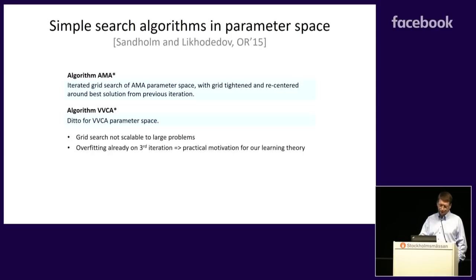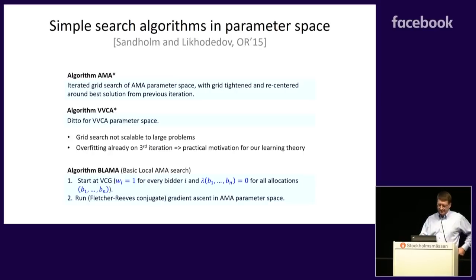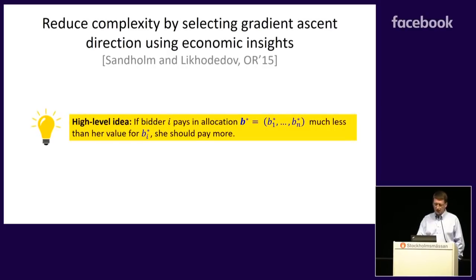about later. And then the basic local AMA search starts at the VCG and then runs gradient ascent in AMA parameter space. We were running Fletcher-Reeves conjugate gradient ascent, but there's nothing magical about that choice. All right. Now, one more thing on the optimization side: can we somehow reduce the complexity by selecting the gradient ascent direction using economic insights?